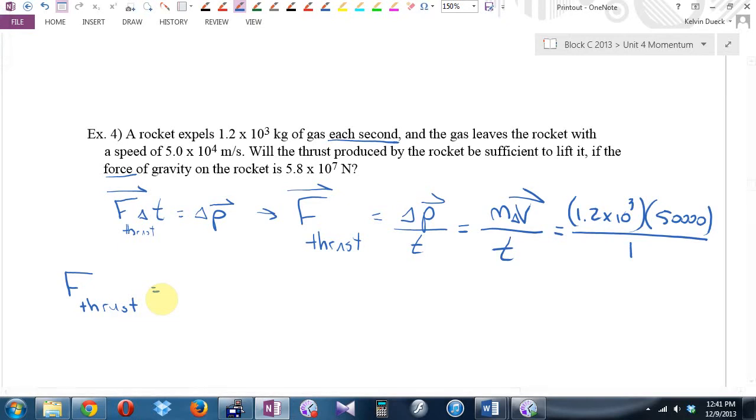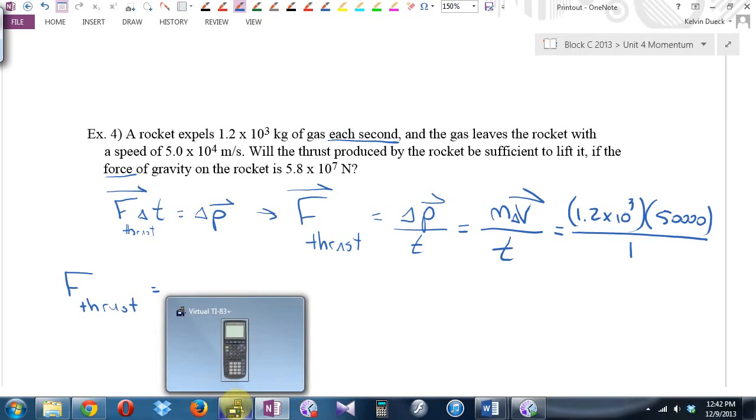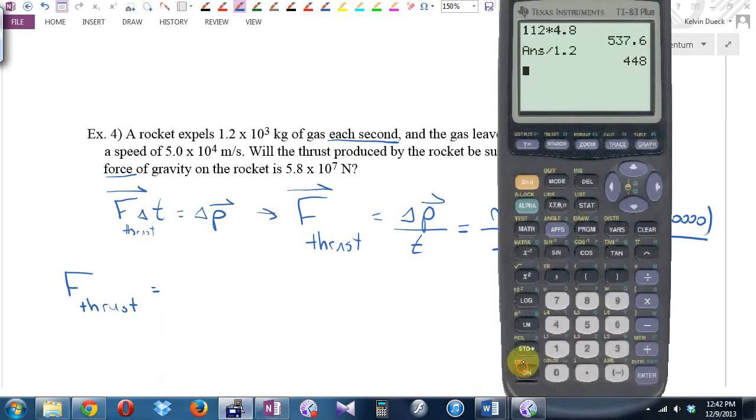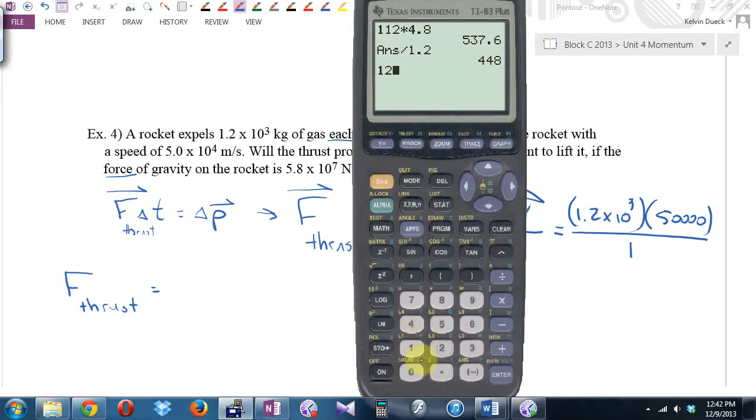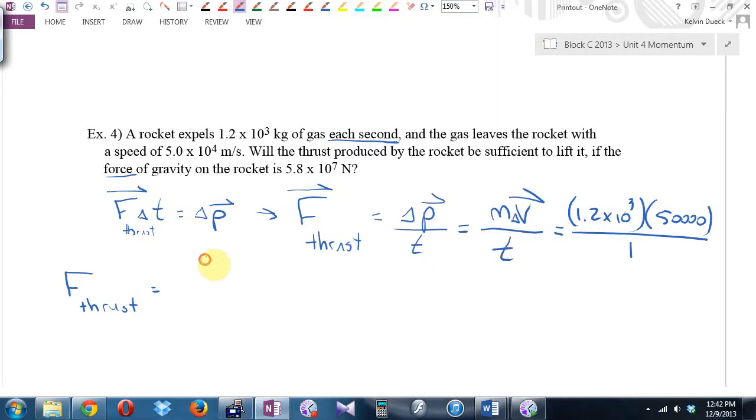1,200, because that's what 1.2 times 10 to the 3 is, times 50,000. Dueck, you should be able to do this in your head. Well, here you go. You get 6.0 times 10 to the 7th newtons.